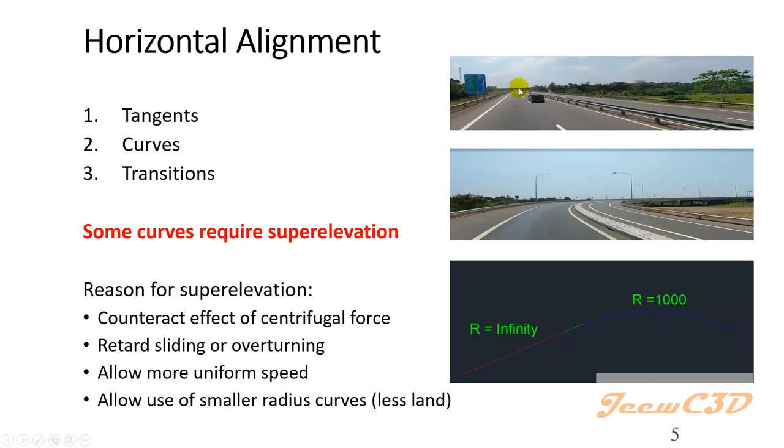If you consider the radius of a straight section, that is infinity. Then for a curve, it might have a radius of something like 1000, 100 or 50, whatever. So it has some value for the radius. When you are going to change the radius from infinity to 1000, we can introduce a small curve which changes the radius from infinity to 1000. In this section, the radius of the road changes from infinity to 1000, so we call it a transition curve. We use these transition curves in horizontal alignment design at lower speeds.